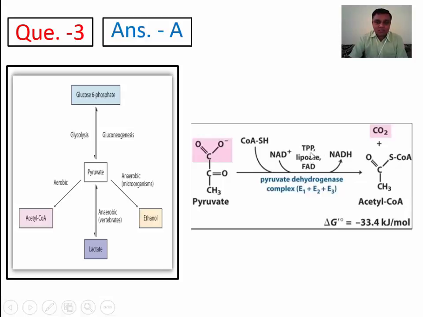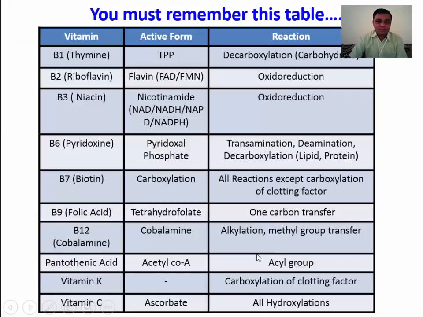So in case of deficiency of thiamine, the pyruvate dehydrogenase complex cannot work adequately, and that's why there will be accumulation of pyruvate. As it is accumulated, it takes the alternate pathway to be converted into lactate. So in case of thiamine deficiency, there will be accumulation of pyruvic acid, and thereafter accumulation of lactate due to increased anaerobic glycolysis.